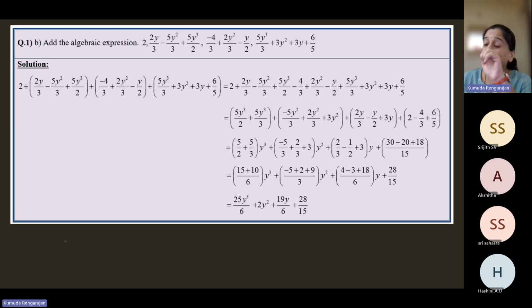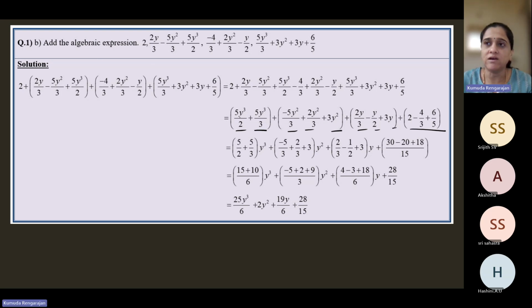After that, we have to check the literal factors: y cube term, y square term, y term, constants. So you should first observe what are the different terms available. Then you should gather or group the like terms. So here we have y cube terms, y square terms, y terms, and constants. We pick them and put them in brackets. Again, between the brackets, plus sign.